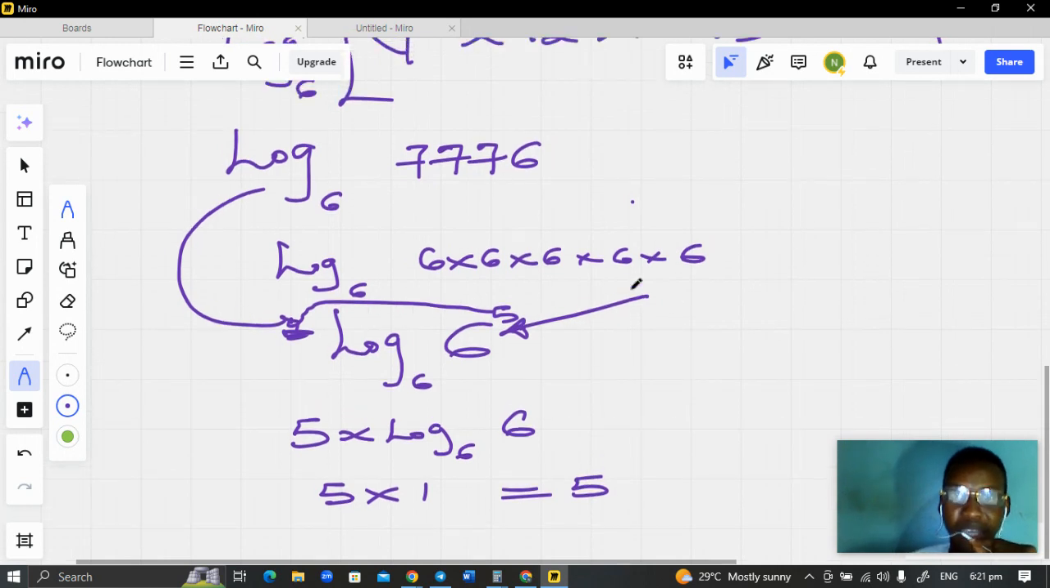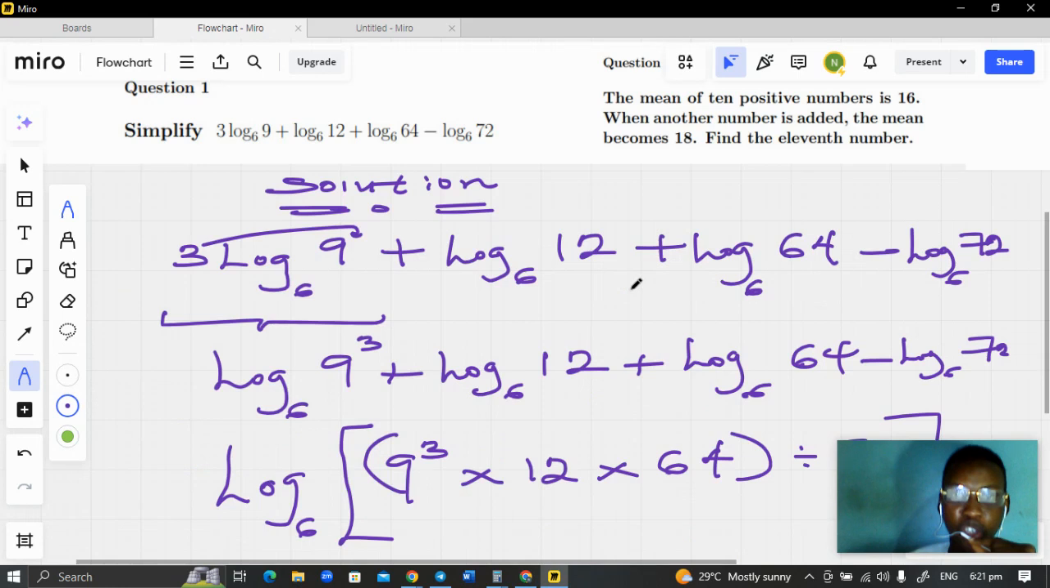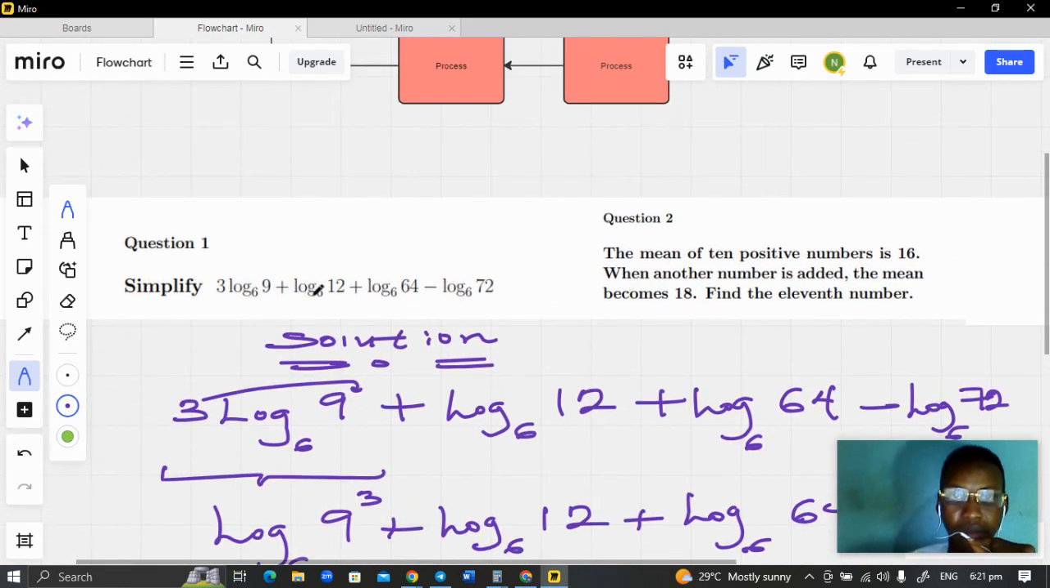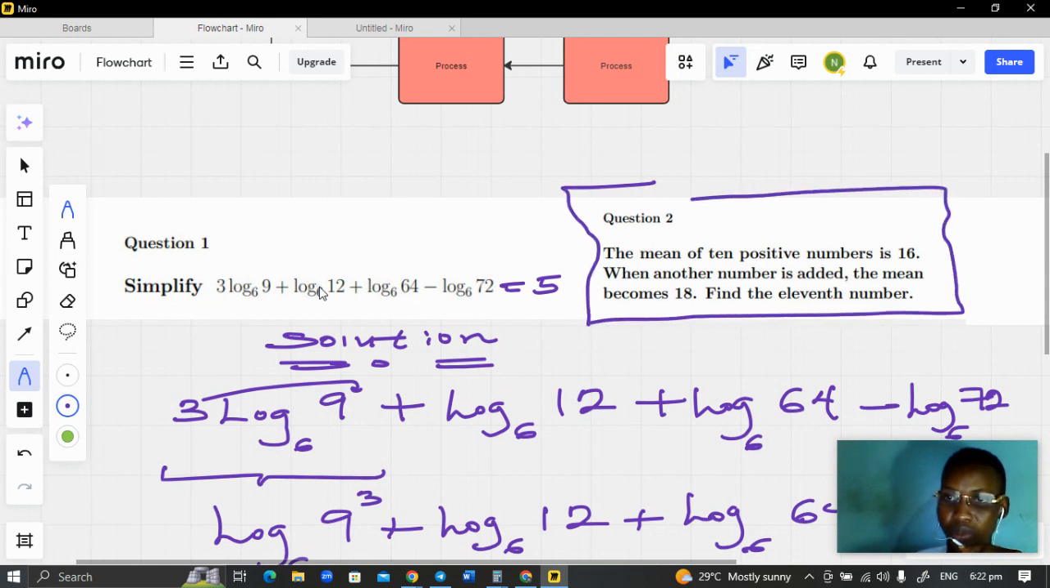So trivially speaking, the final answer to question number one here is 5. So we have a final answer for that. This is equivalent to what? To 5. Now let's quickly dive into the next question, which is question number 2.